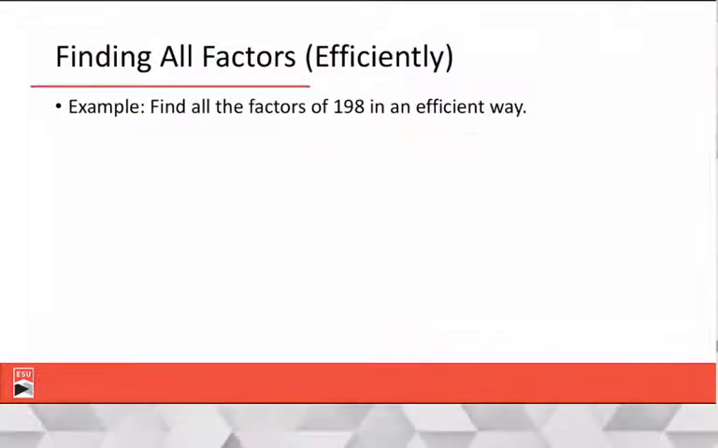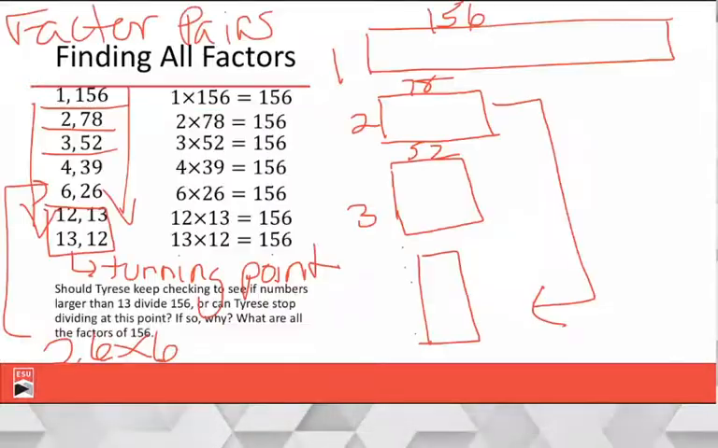And so that's what we'll do when we need to find all factors efficiently. We're going to find the factor pairs, and then we'll stop as soon as we reach that turning point. Now I want to go back because I missed something.